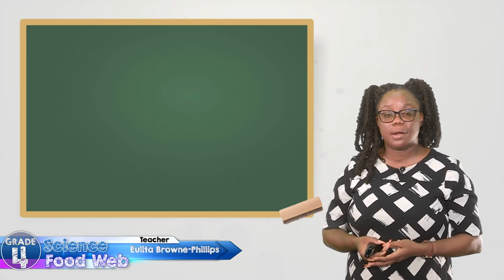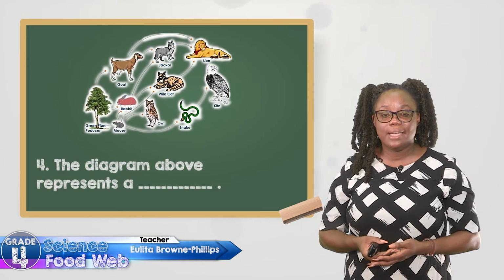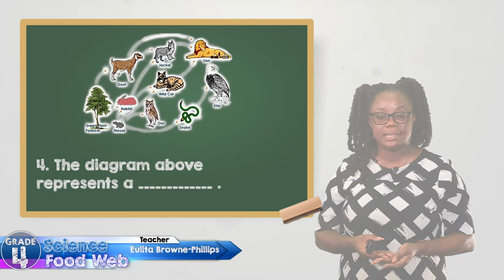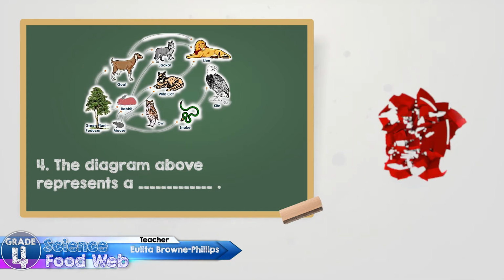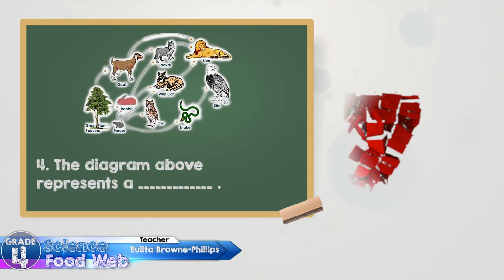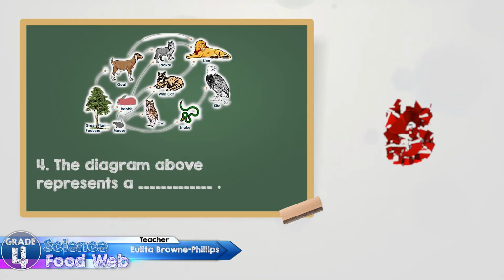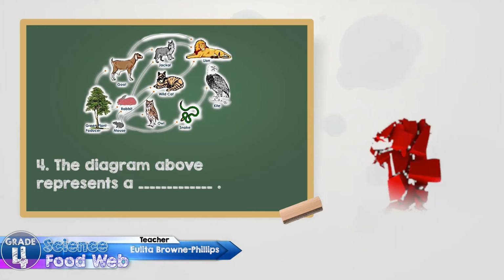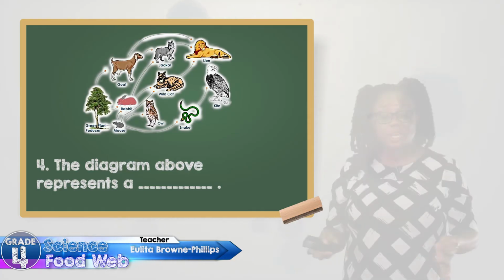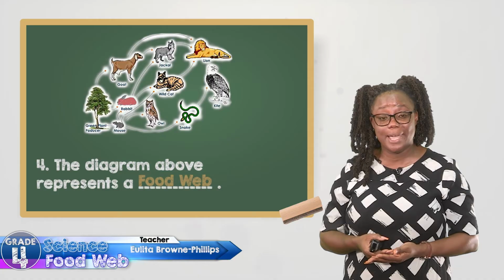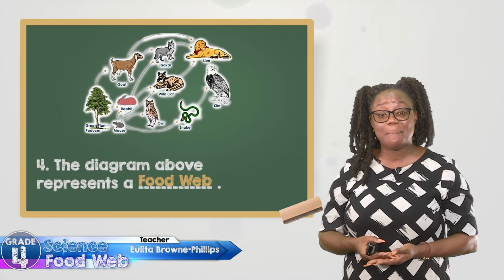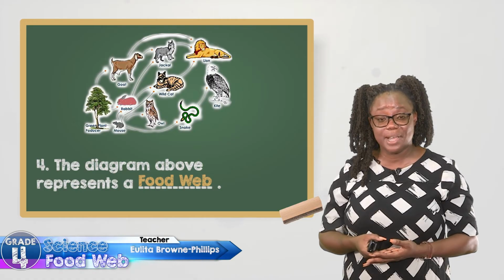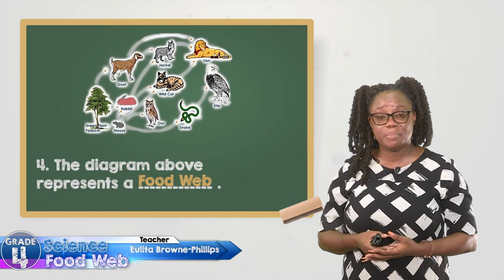Number 4. The diagram above represents a something. Do you have food web? The diagram above represents a food web. That is correct. Put a tick there, boys and girls.